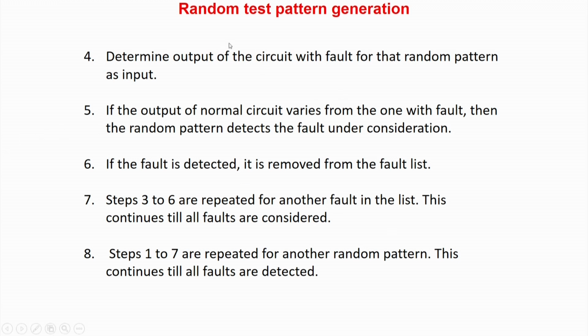Determine the output of the circuit with the fault for that random pattern. If the output of the normal circuit varies from the one with the fault, then that random pattern detected the fault under consideration. If the fault is detected, remove it from the list. These steps are repeated for another fault in the list. This continues till all faults are considered. You take a random pattern, find out the normal value. Find out which faults are getting detected by the random pattern. Simple: you take one fault at a time, apply the random pattern. If the output of the circuit is different from the normal one, that fault is detected.